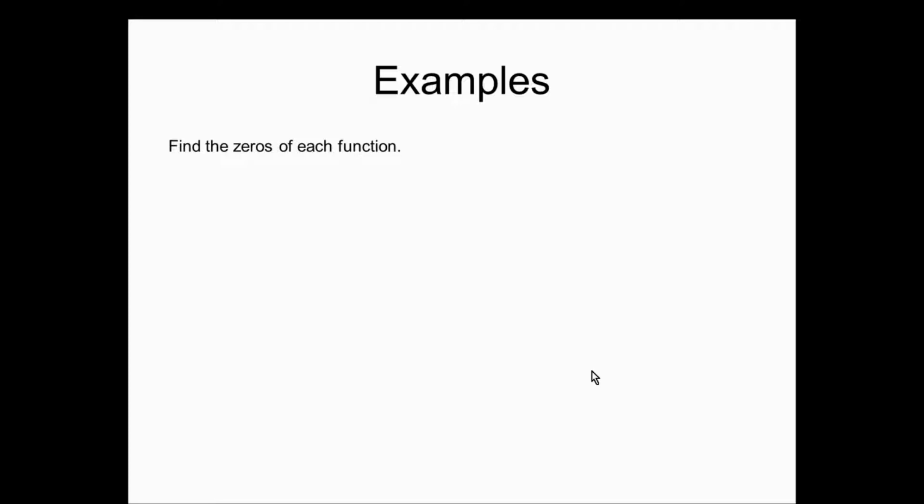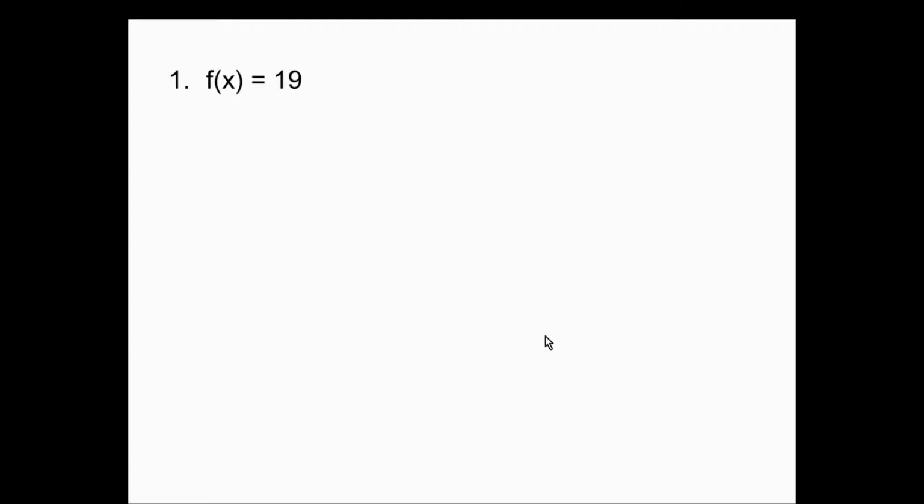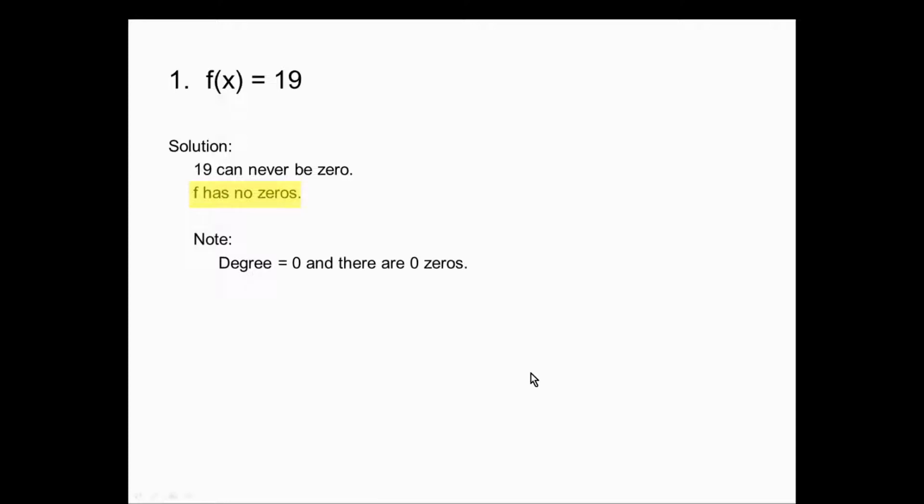So, some examples. Let's find the zeros of each function. F of x equals 19. 19 can never be 0. Okay, there is no x, so f has no zeros. As a little note, the degree of this polynomial function is 0 because there is no x, and there are 0 zeros.